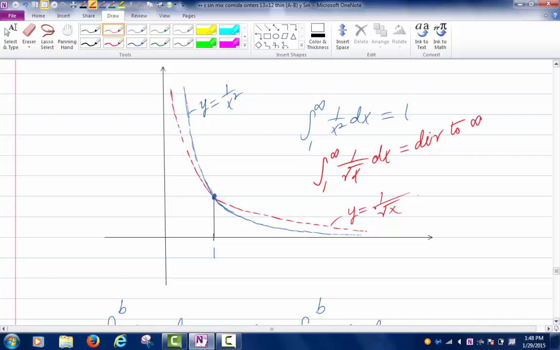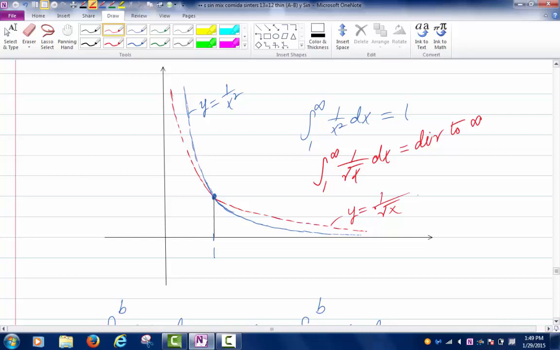So I know that on the right side of 1, 1 over x squared is below 1 over root x, but the opposite is happening on the left side of 1. Why? Because when x is between 0 and 1, like 0.5, which one is bigger, x squared or root x? Root x, okay? So on the left side of 1, the opposite happens. In any case, we are looking at from 1 to infinity.